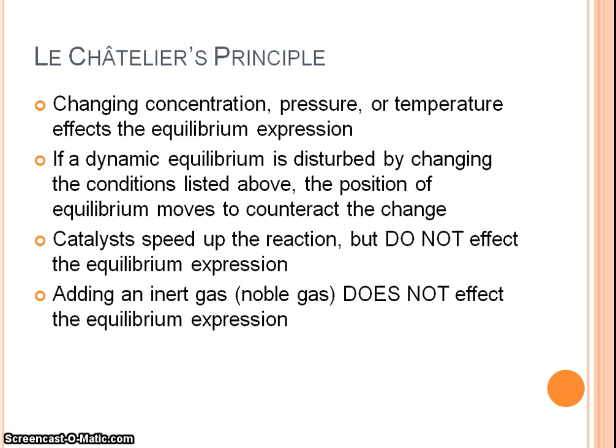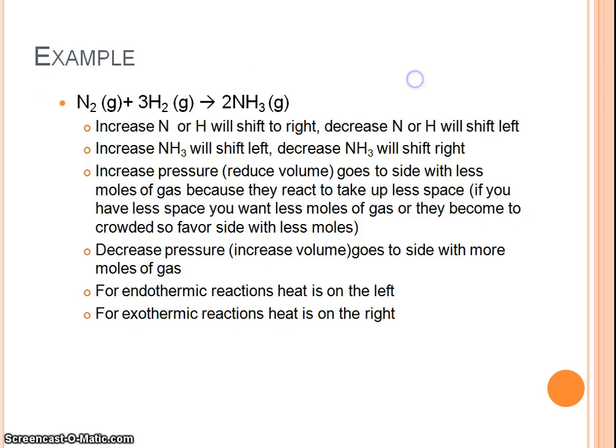So anytime they ask you what happens when this catalyst is added, you say nothing. It does not do anything to the equilibrium. It just makes it reach equilibrium quicker. Another thing is adding an inert gas, which is a noble gas or a gas that does not react, means that it does not affect the equilibrium expression either, because it does not react with the things involved.